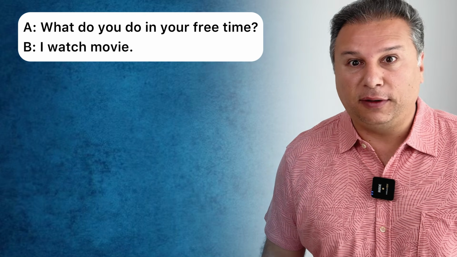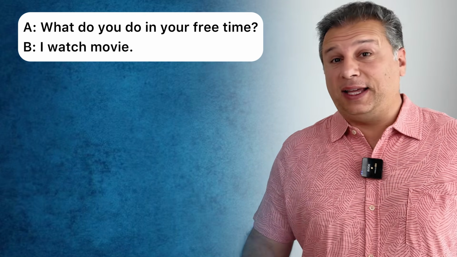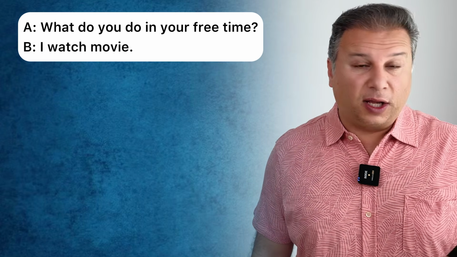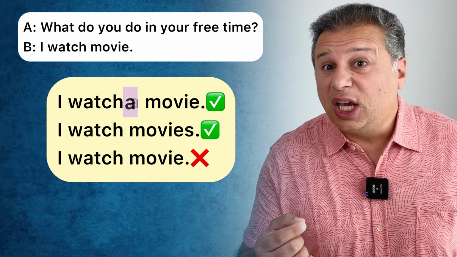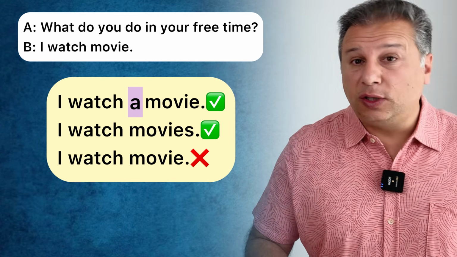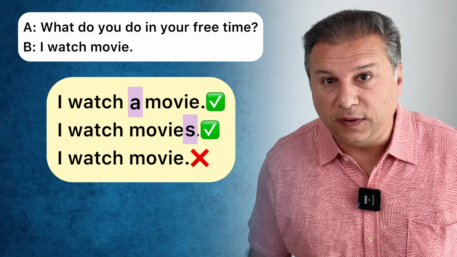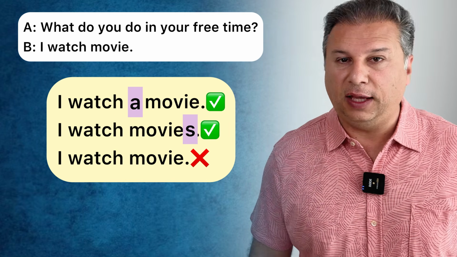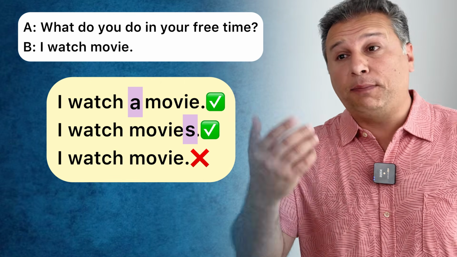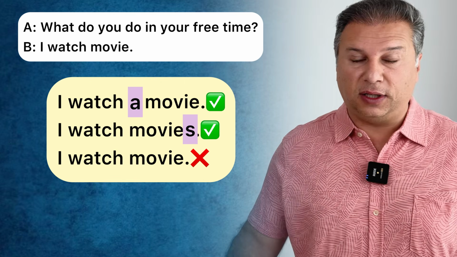It seems there's nothing wrong with the sentence. But in the second sentence, "I watch movie," there is something wrong. I watch a movie, or I watch movies. "I watch movie" is not natural. Okay, if you say "I watch a movie," people understand you, but it's not natural.